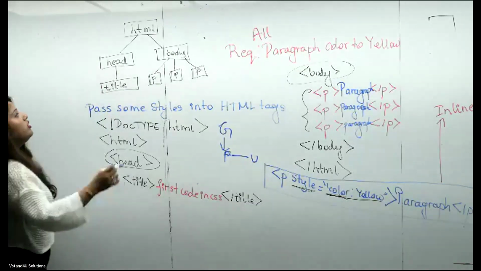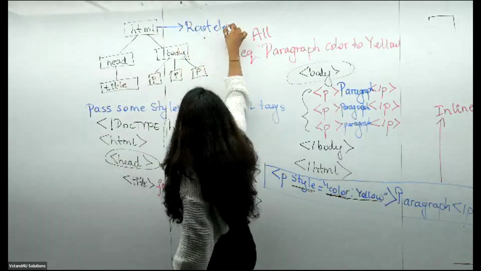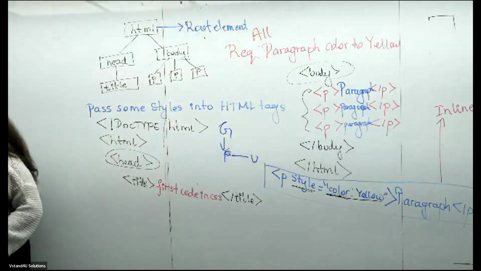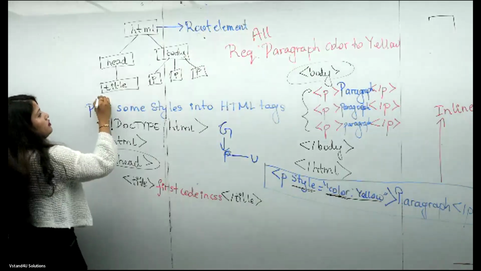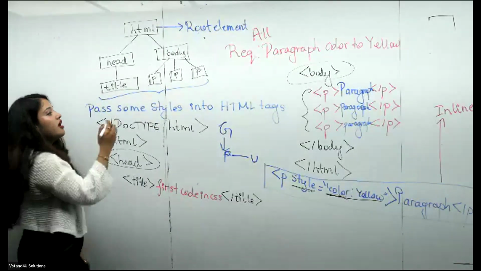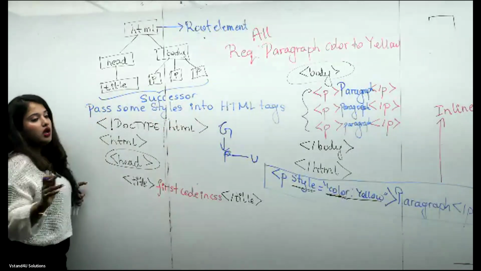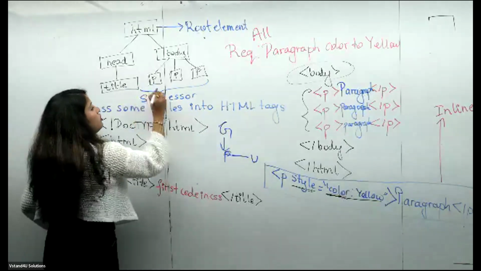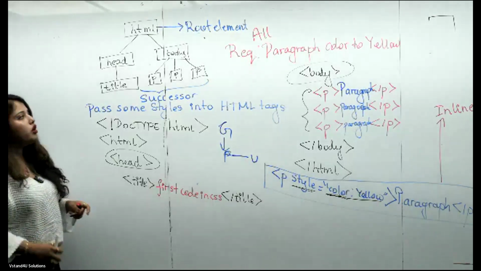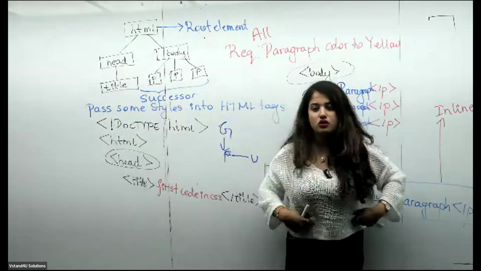Now, this HTML will always remain the same. That is your root element. True. But which is the successor? Your child elements are called successors. But for now, title is not a successor. Only these 3 paragraphs are successors. Ma'am, why are the 3 paragraphs successors? Now, what was my requirement? I said that all paragraph colors should be yellow. Yes or no?